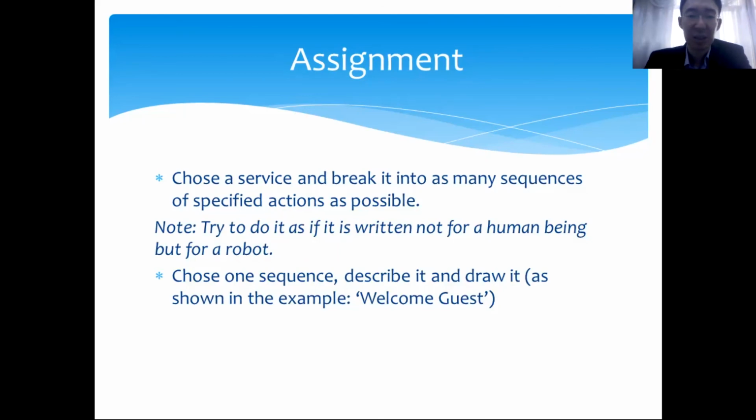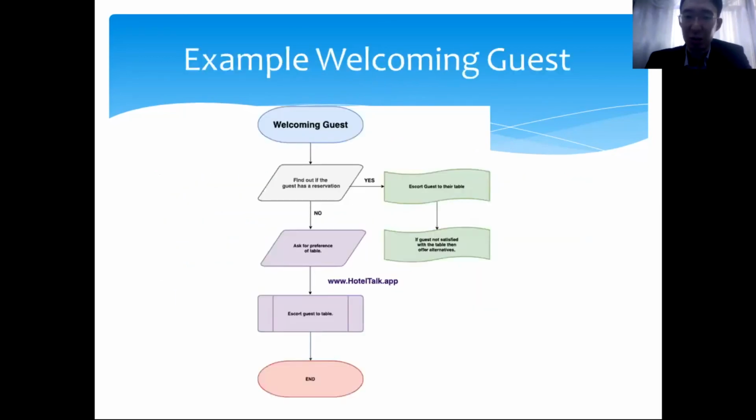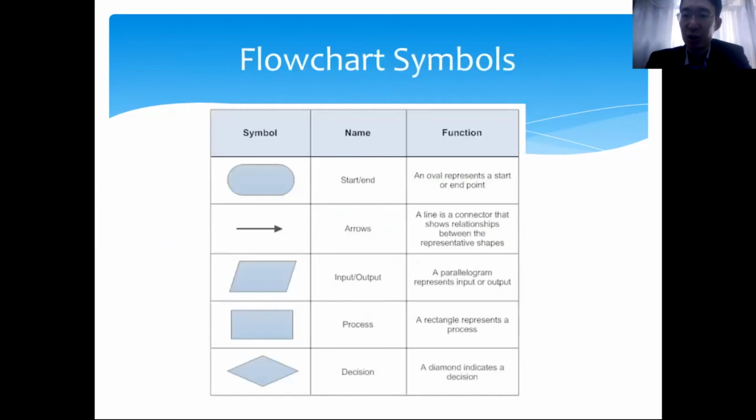And the second assignment is to choose one sequence. After you write all the sequences of the service you choose, try to choose one and describe it. Write it as text and try to draw it as shown in the example, welcome guest. I hope you're going to use the flowchart symbols, basically these shapes and arrows. In the future, it is going to help you, and if you make it part of your habit, it's going to be easier for you.